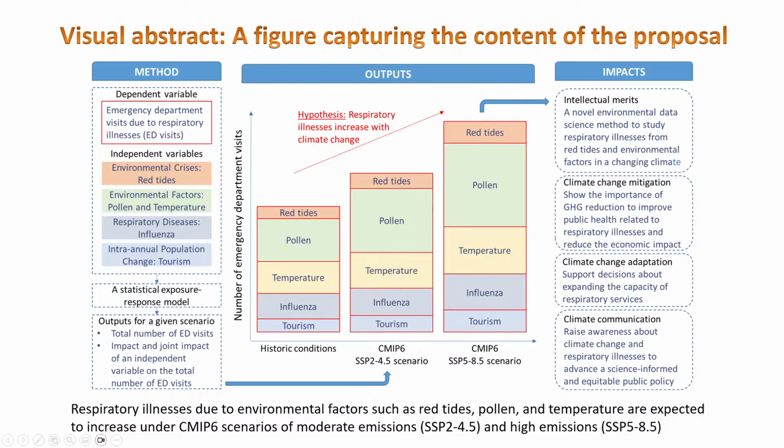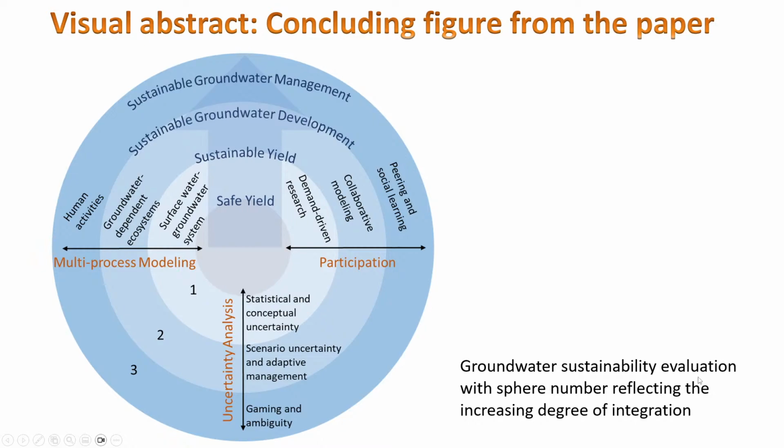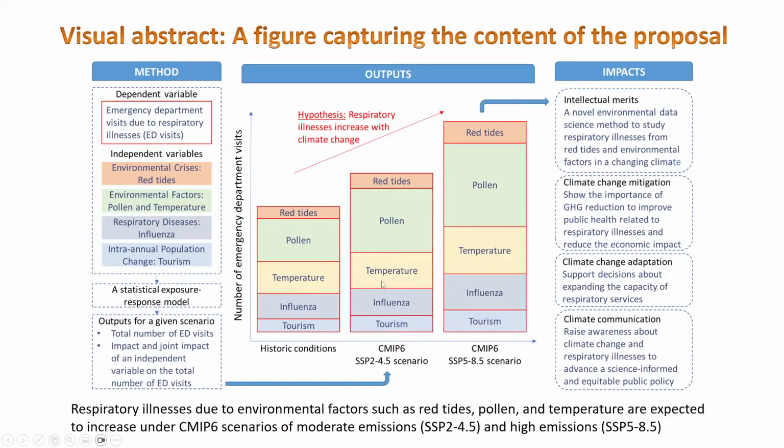Another misconception is that a visual abstract can replace text entirely. No. This is the visual part, but I still have some text with it that explains it. So it's not just visual. You can add some text with your abstract to explain. For example, I'm telling you the objective, groundwater sustainability evaluation. You know what these numbers are: field numbers reflecting the increasing degree of integration. Okay.